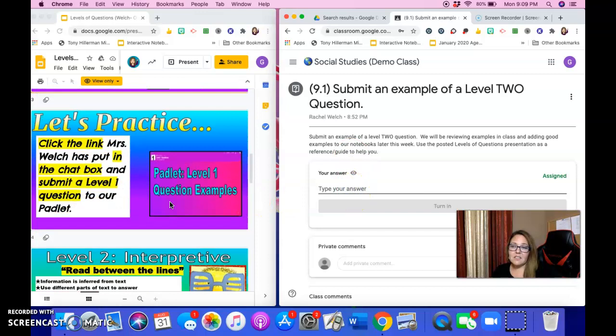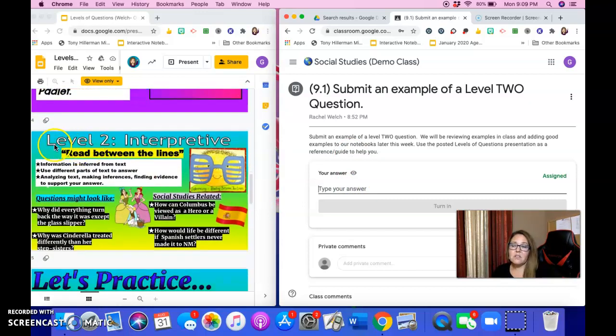So I'm going to look at the level 2 slide over here. Level 2, I need to read between the lines. It should be an inference. It should include some sort of evidence that I have to support my answer with. Here's example questions. Why did everything turn back the way it was except for the glass slipper in regards to Cinderella? Why was Cinderella treated differently than her stepsisters? How can Columbus be viewed as a hero or villain? How would life be different if Spanish settlers never made it to New Mexico? So I'm going to use this as a guide to help me write my question.